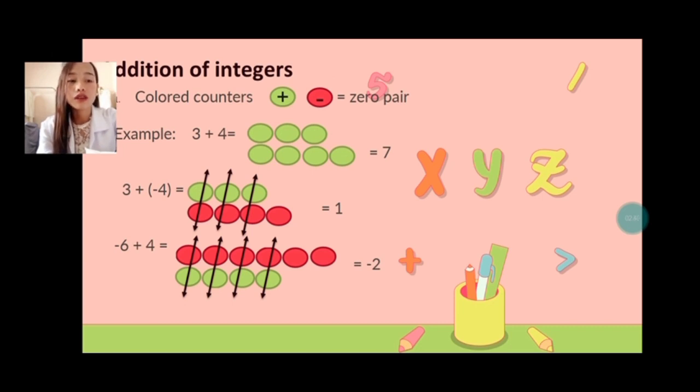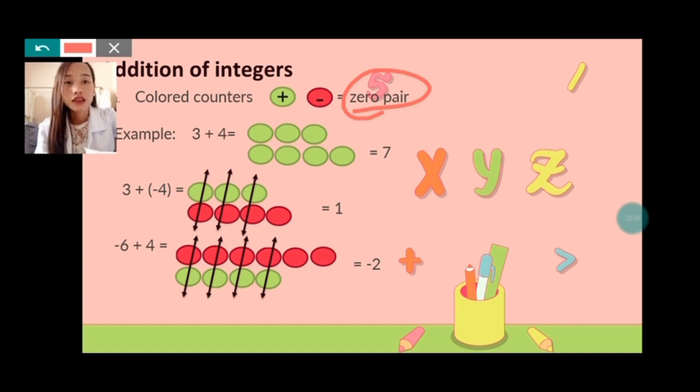Remember that every positive and negative pair is equivalent to 0. I will repeat that: every positive and negative pair is equivalent to 0. So let's have an example.